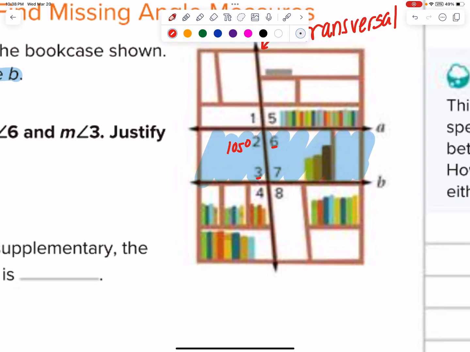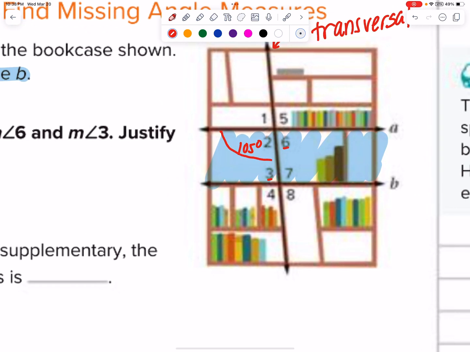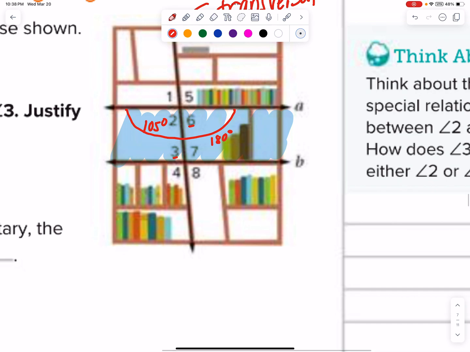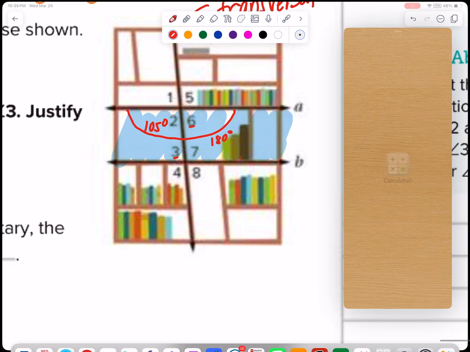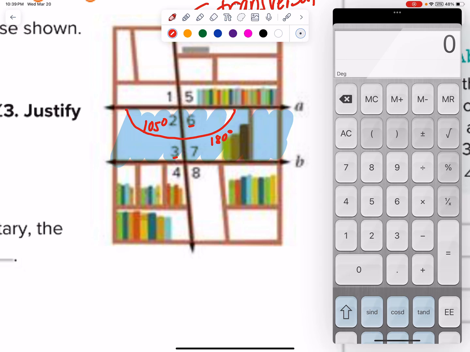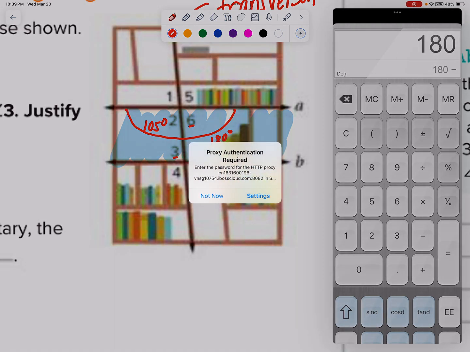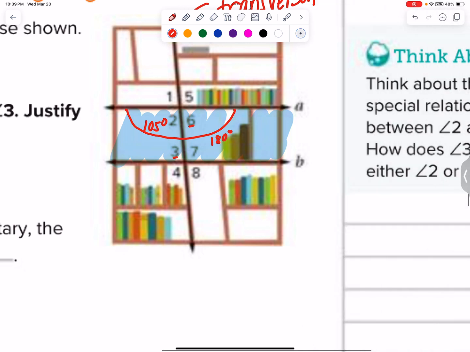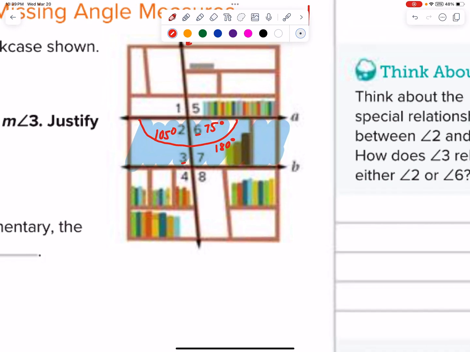Talk to your partner real quick and tell me about this. What is true about angle 2 and angle 6? What kind of angles are they? They're adjacent and they create a straight line. All right, if you said supplementary, you're right. So we know this whole thing is 180 degrees. 180 minus 105, what do you get? Again, you can do the mental math with it, and that's fine. But I think when you're doing a lot of math work, we don't want to accidentally make any silly mistakes. So it is always good to check your work and your thinking. And so we know angle 6 is 75 degrees. Okay, so we're good with that.